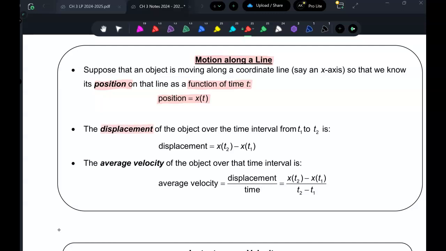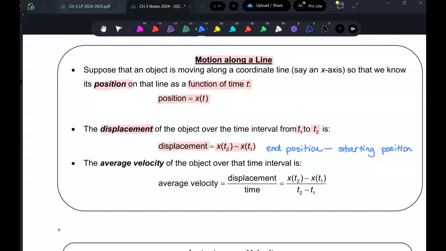Displacement. Okay, well, displacement has to be what? Like from something. The distance from where it started from, okay? So you have a time interval from T1 to T2, so we're going to take basically your end position minus your starting position.